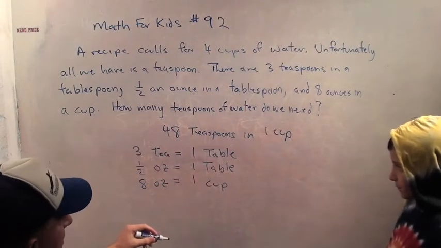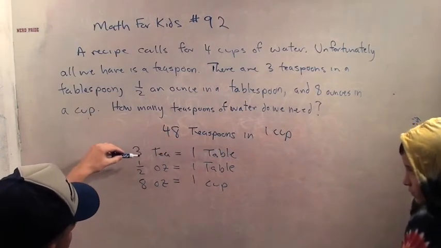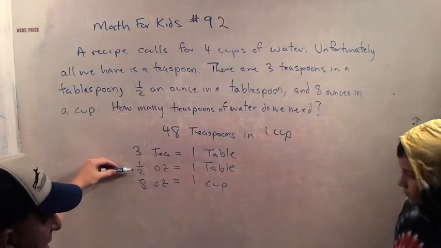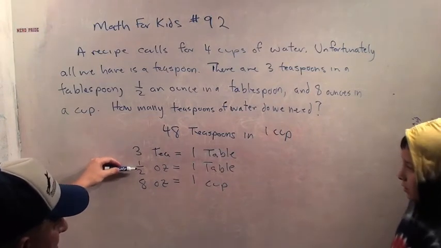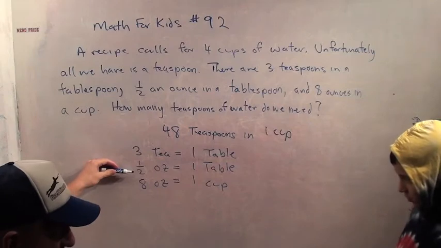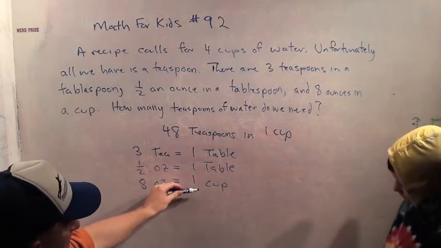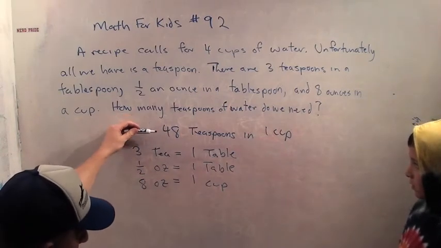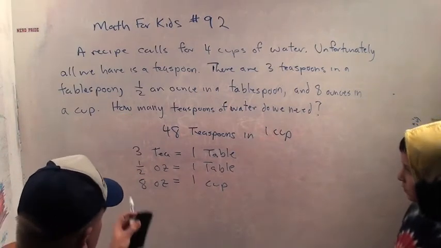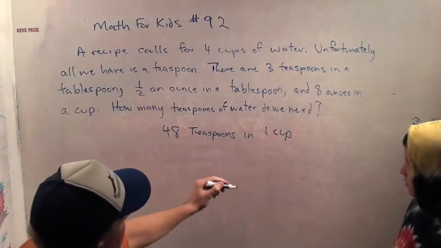So what you said was there's 3 teaspoons in a tablespoon, which means there's 3 teaspoons in half an ounce. Which means there's 6 teaspoons in 1 ounce. You just multiplied by 2, right? And then you said now we have to multiply by 8 to figure out how many are in a cup. That's how you got to 48. You took 6 times 8 is 48. So there's 48 teaspoons in 1 cup. And so we need 4 cups. So how many is that?